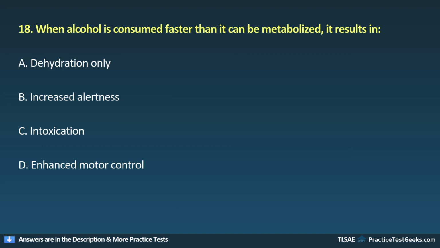18. When alcohol is consumed faster than it can be metabolized, it results in: A. Dehydration only. B. Increased alertness. C. Intoxication. D. Enhanced motor control.